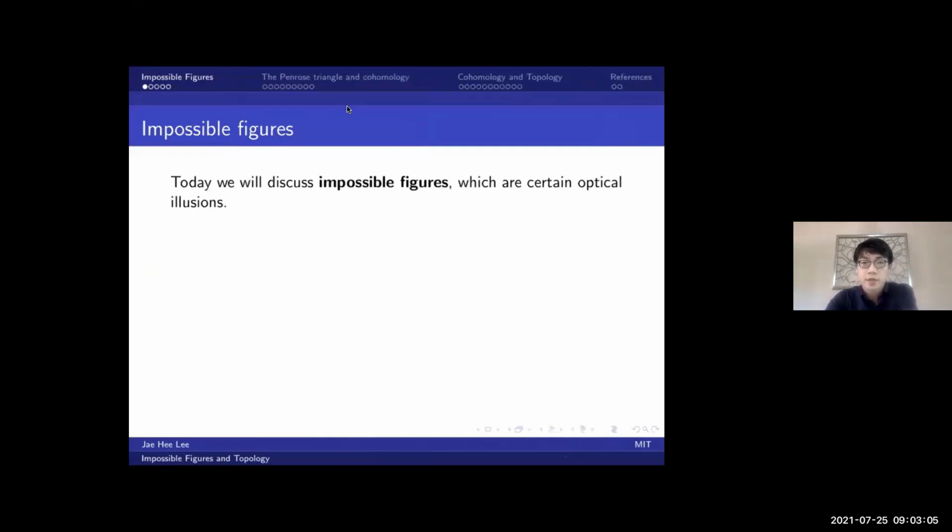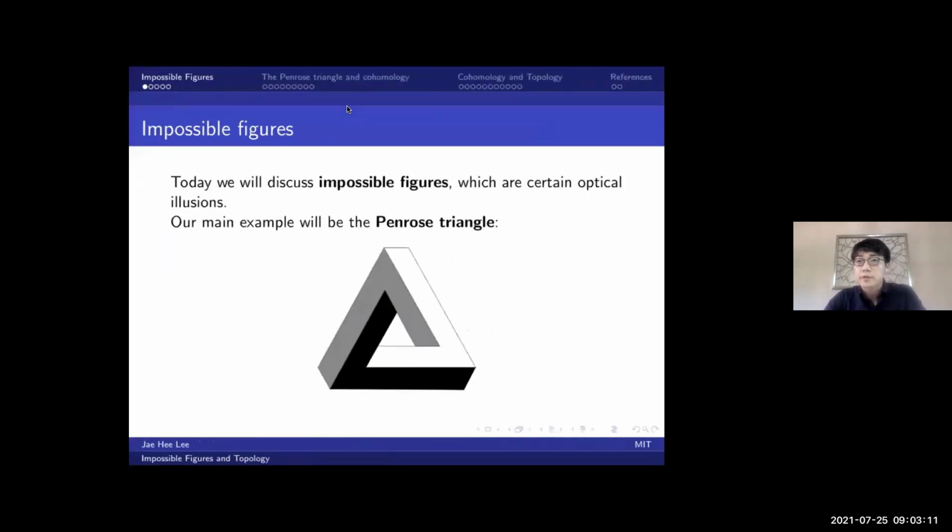These are certain optical illusions. Some of them you might have already seen before. For example, this Penrose triangle is one of these optical illusions that is famous for being an example of an impossible figure. And this is an example that I'm going to study in a bit more detail today, and you'll see this picture over and over during this talk.